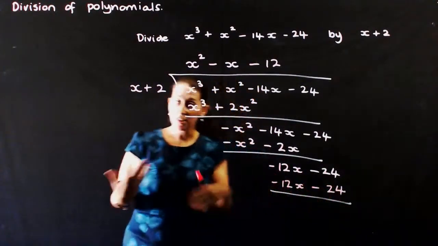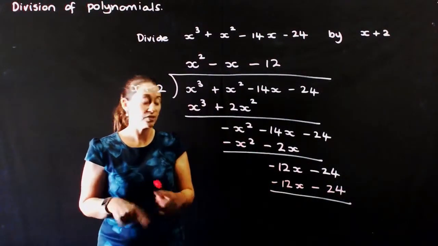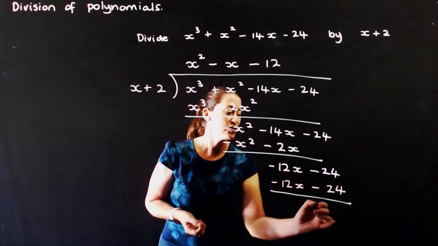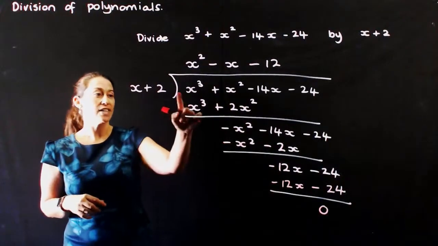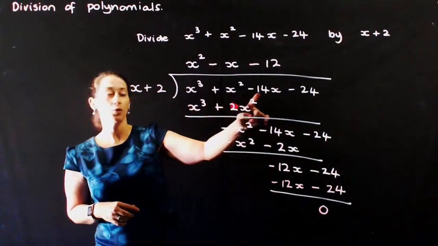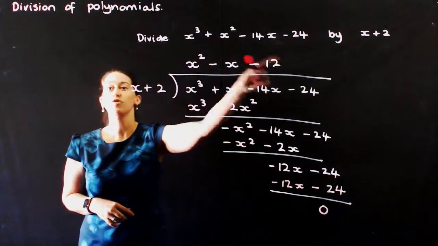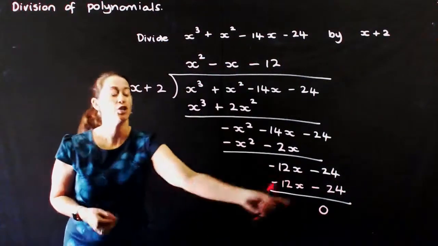Then you do the subtraction again. And what you notice is that minus 12x minus minus 12x gives us 0, and minus 24 minus minus 24 is 0. So we are left with the remainder of 0. We can now say that x cubed plus x squared minus 14x minus 24 divided by x plus 2 gives us this quadratic expression, x squared minus x minus 12, with no remainder.